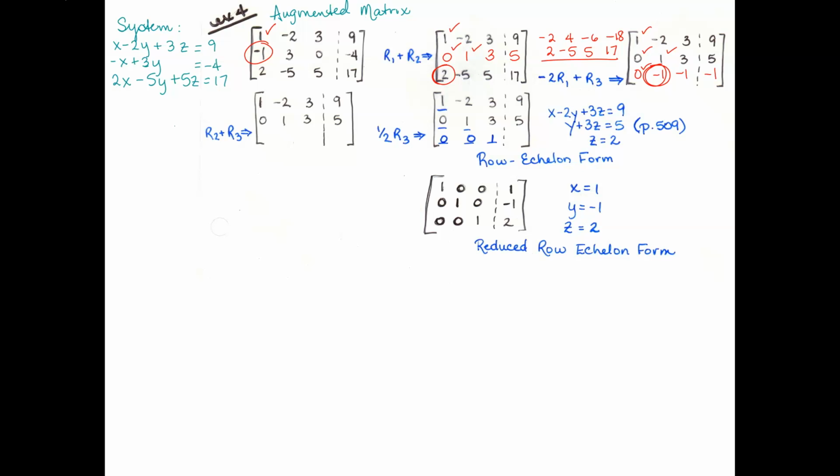Do I have a positive 1? Yeah, in row number 2, right? So I have a positive 1 right there in row number 2. So if I add row 2 and row 3, that would give me the 0 that I'm looking for. All right, so let's do that. Let's add row 2 and row 3.